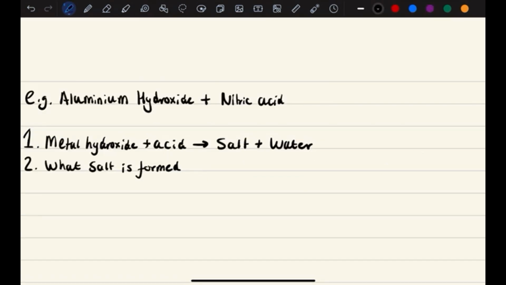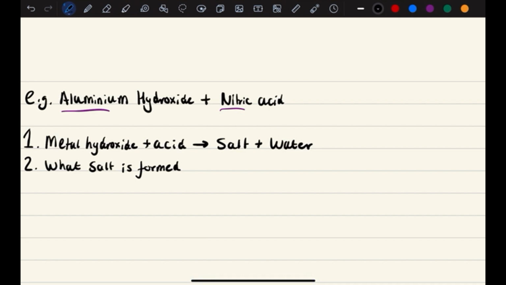Okay, so we're going to go into a bit more of a difficult example, but hopefully this should show you the process. So, aluminium hydroxide plus nitric acid. Now, if we went back to our table, we would see metal hydroxide plus acid goes to salt plus water. So, pardon me, we know exactly what we want to form. Now, what salt is being formed? I can see here we've got aluminium and nitrate ions, yeah? So, you've got to remember what those ions are.